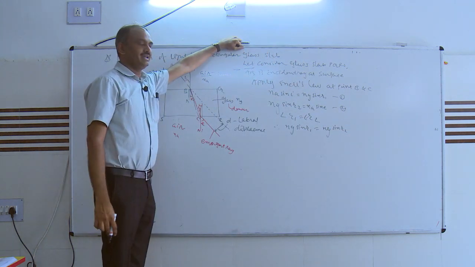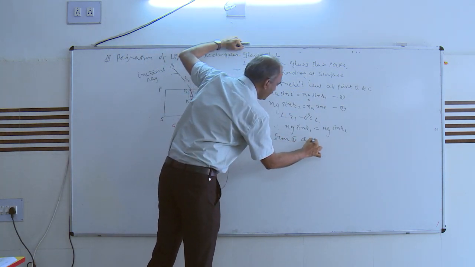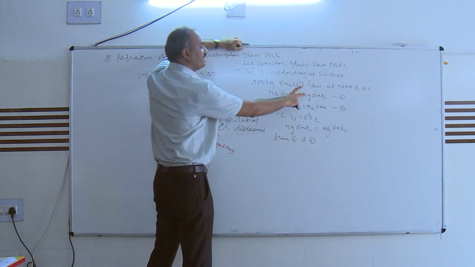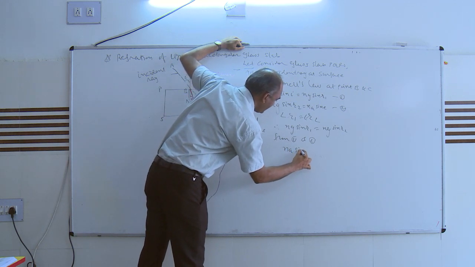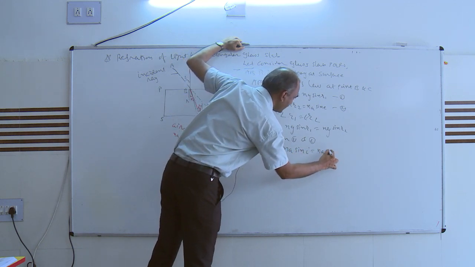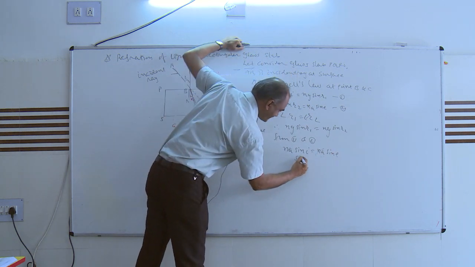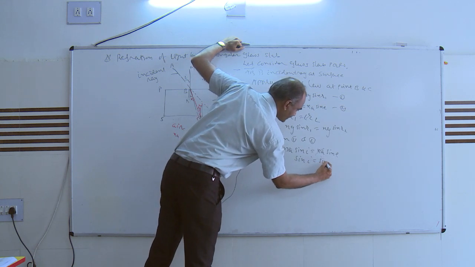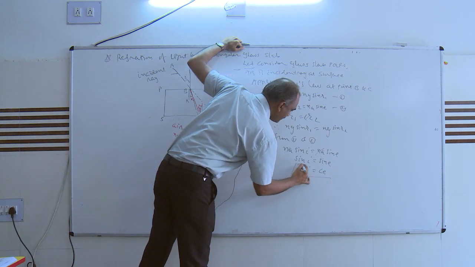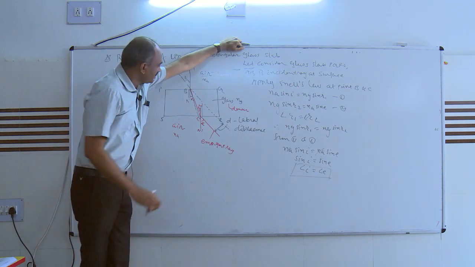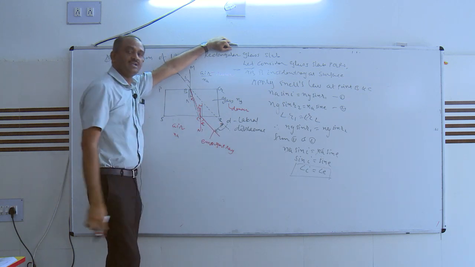If this is equal, then from equation number 1 and 2, what can we write? These both are the same. So we get NA sin I is equal to NA sin E. Now NA is common, so we get sin I is equal to sin E. So we can say that angle I is equal to angle E. These two angles are equal, so these two rays are parallel to each other.